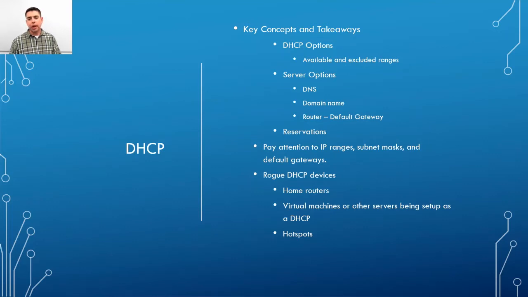And of course, pay attention to the IP ranges, the subnet masks, and the default gateways. Look for rogue DHCP devices. We talked about the home routers, virtual machines, the other DHCP servers, but also hotspots. Sometimes people will set up a hotspot and it broadcasts to other devices out there and they can begin to connect. So be aware of that.